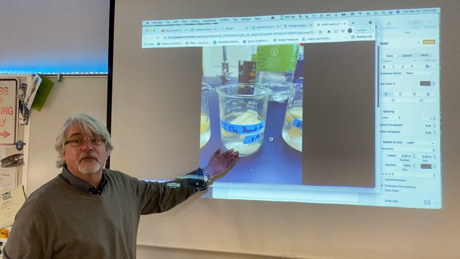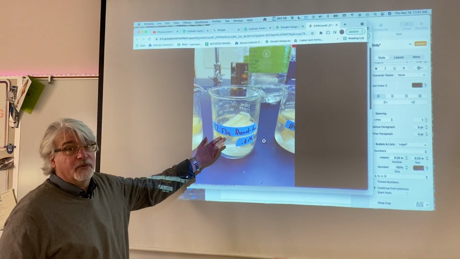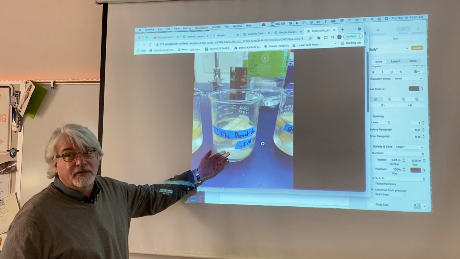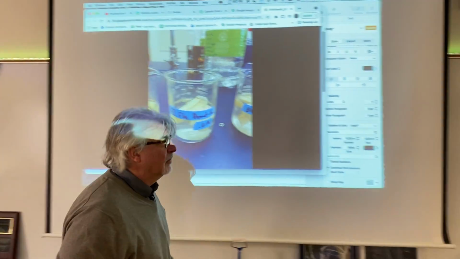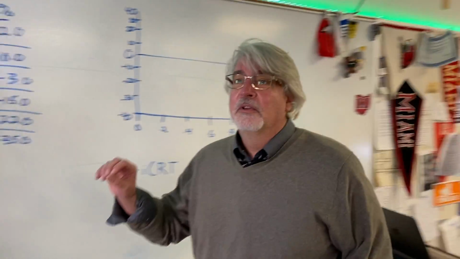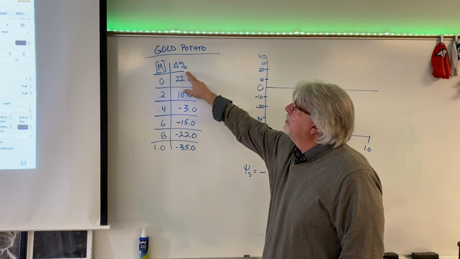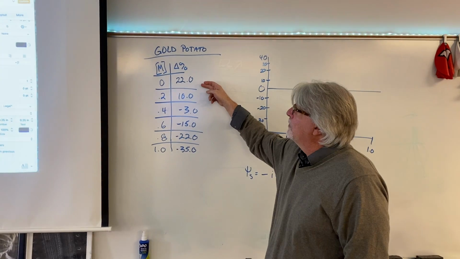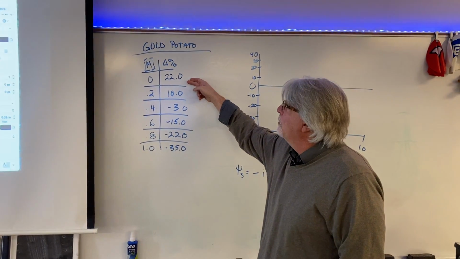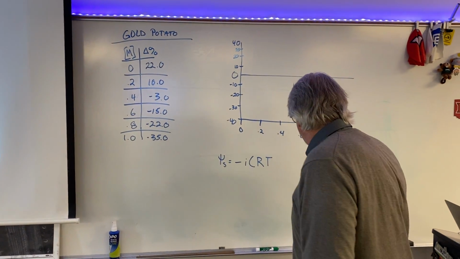various concentrations of sucrose. This is a picture of some sitting in a 0.8 molar. Notice they're floating. They're less dense. There's a key there somewhere. Once you do your initial and final mass measurements, you get a delta percent. This is the percent change: 22% at 0, 10, -3, -15, -22, and -35.